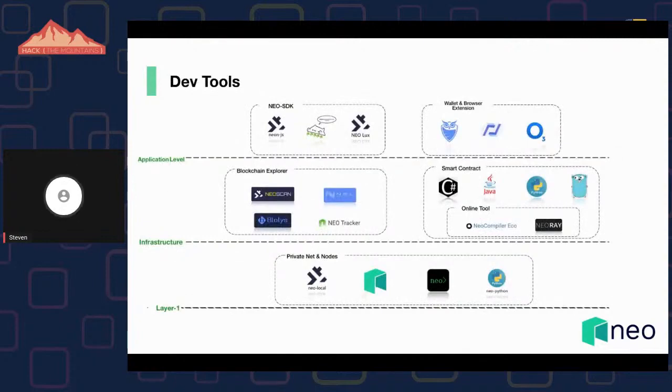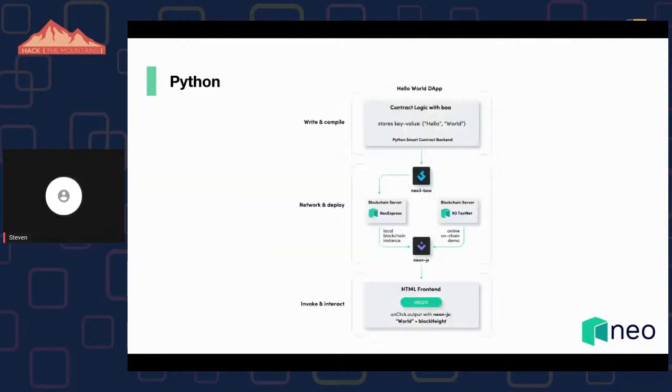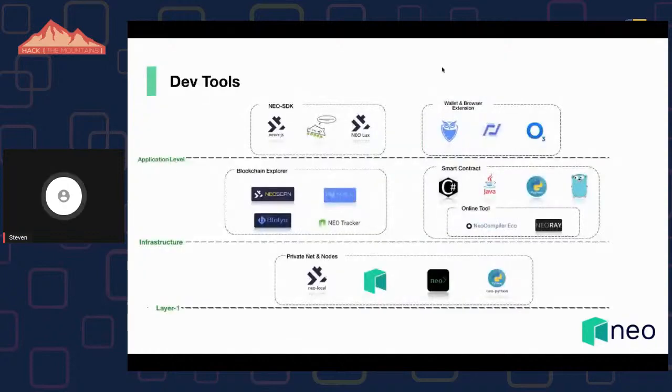And in NEO, besides the smart contract programming languages, we have developed a lot of tools like the Explorer and smart contract development IDEs, the wallets and SDKs. We also provide some private net solutions. All of these tools can let the developers join the NEO development very easily. So I think that's all for the slides.